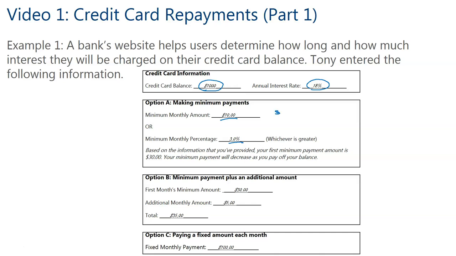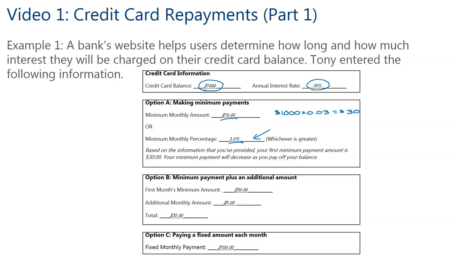Well, his balance is $1,000 and we have to find 3% of that. Now 3% expressed as a decimal is 0.03. Multiplying that together, I get $30. So 3% of the balance was greater here. Now for the first month, 3% is greater, but it won't always be. As the balance decreases, there'll be a point when $10 is greater.